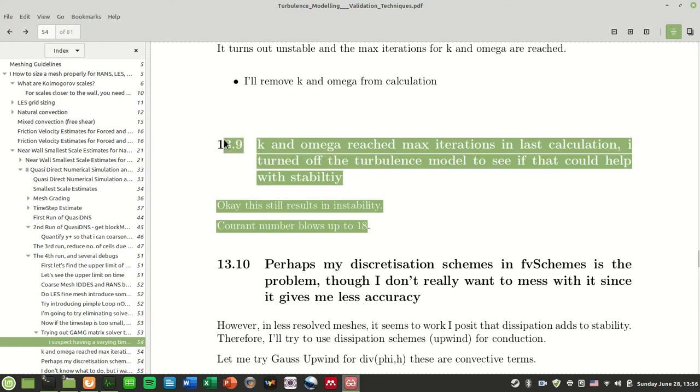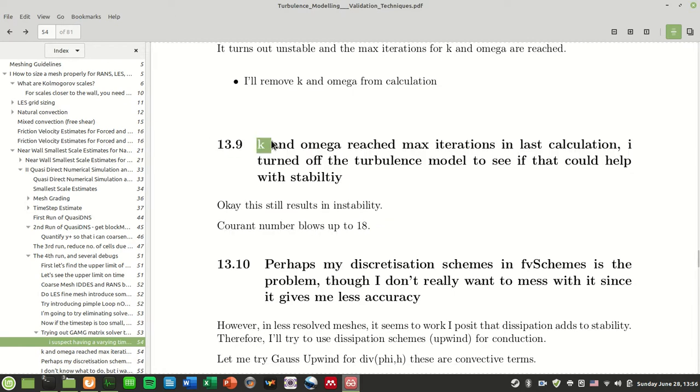I noted some interesting things here, where k and omega actually reach the max iterations. So when buoyantPimpleFoam runs, the k and omega calculations reach the max iterations, and we have issues. So I wonder if that is the cause of instability. I turned off the turbulence model. Again, the solution was unstable.